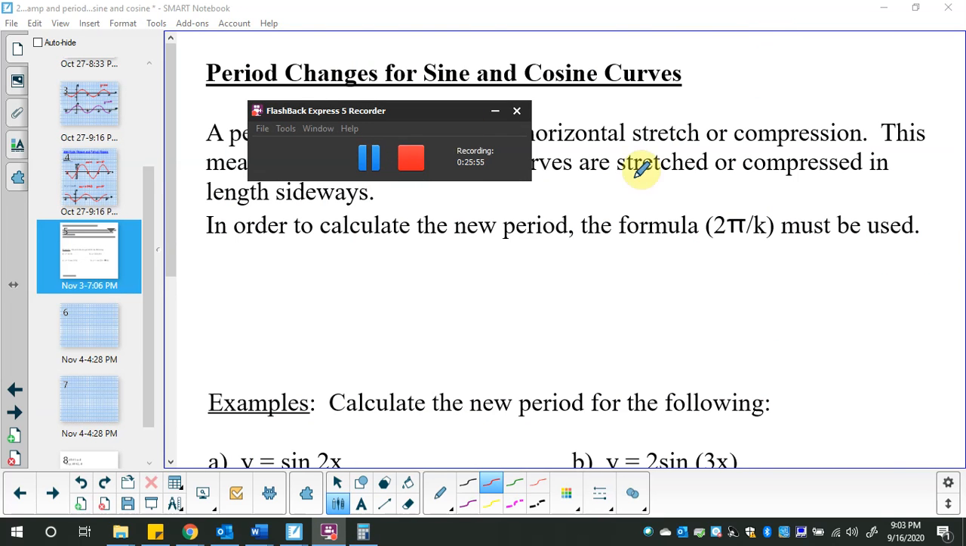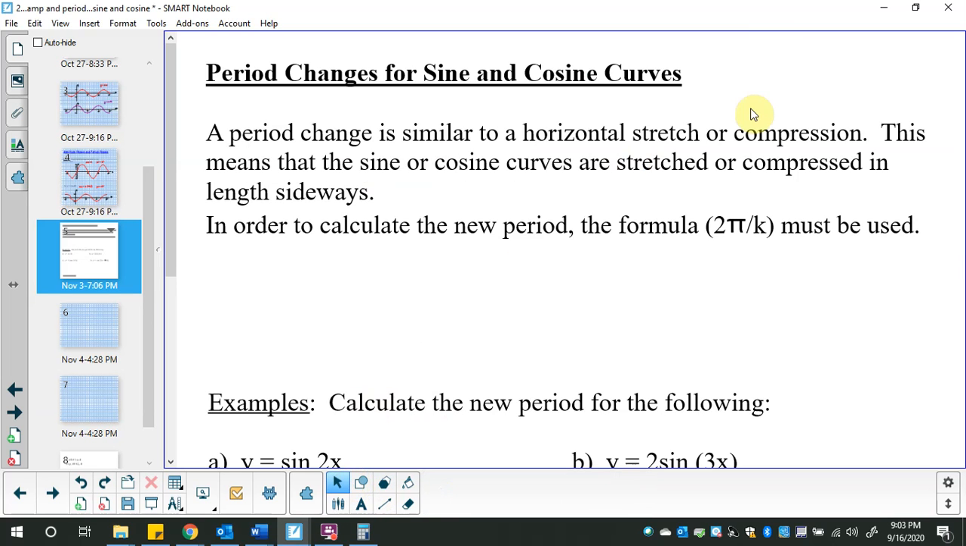We are moving on to talking about period or wavelength changes for sine and cosine curves. So this is a period change, meaning a horizontal stretch or a horizontal compression. There could also be a reflection or a flip, but that is very doubtful and almost useless because flipping over the y-axis doesn't do a heck of a lot.